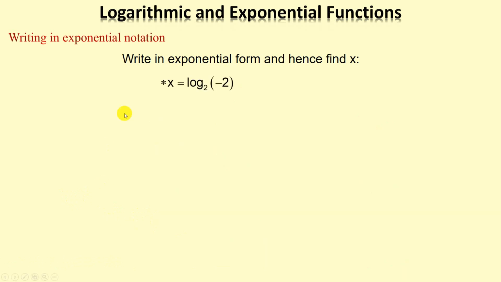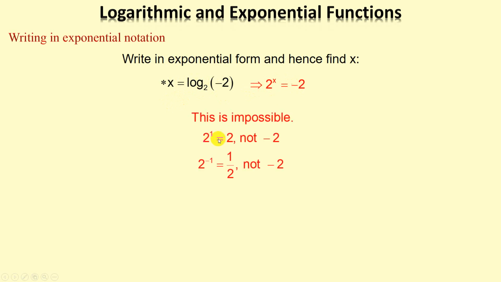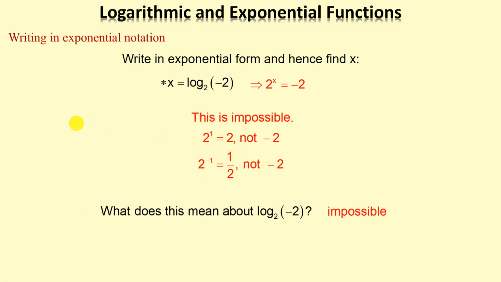Let's have another case now. x equals log of negative 2 to base 2. So we need to say 2 to the x equals negative 2. Now, to what power do we have to raise 2 in order to obtain negative 2? That's a problem. It's not possible because 2 to the 1 is 2, not negative 2. We could try 2 to the negative 1, but that gives us a half, not negative 2. So in fact, what it means about log of negative 2 to base 2 is that it is impossible. You cannot have log of a negative number.